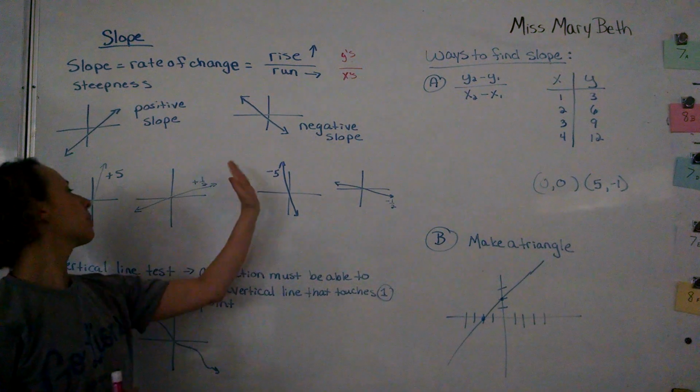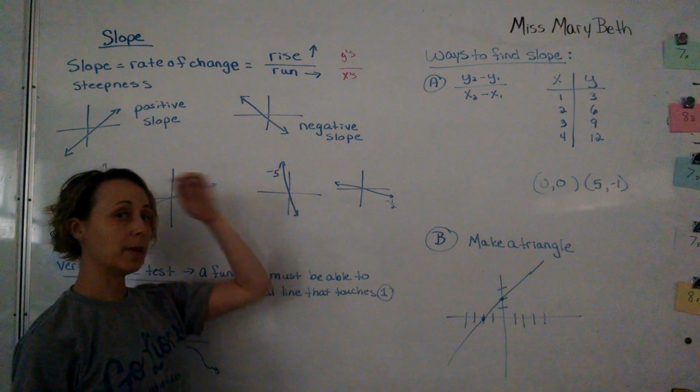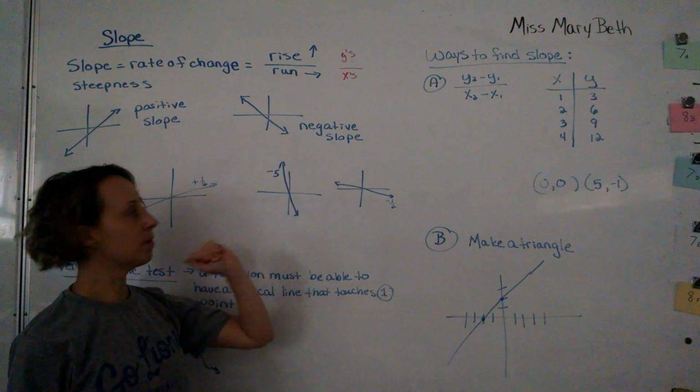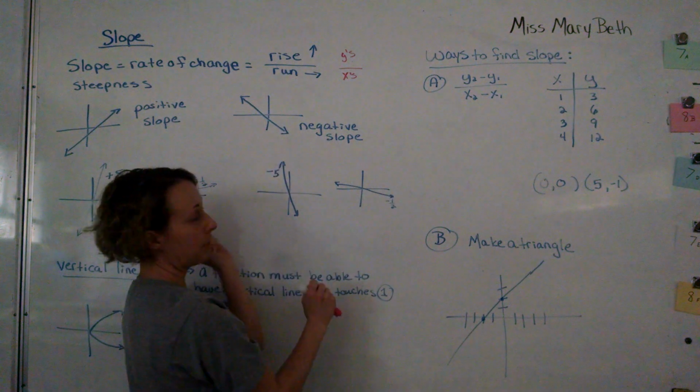Same thing with negatives. The closer the negative line is to straight up and down, the larger it's going to be. Excuse me, the larger the number will look. So maybe like this is a negative 5. The closer it is to being horizontal, this might be like a negative a half.